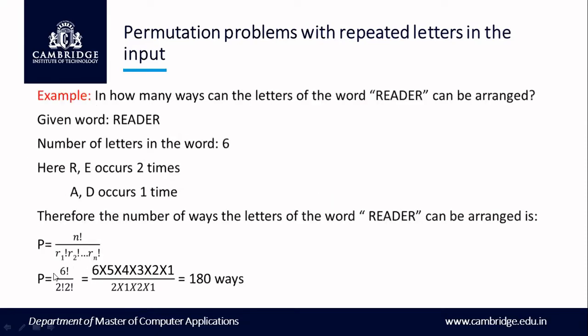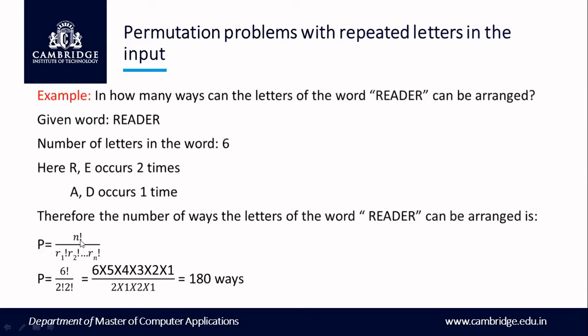Here the same example we are taking, but there are 2 alphabets repeated. See the example. In how many ways can the letters of the word reader be arranged? The given word is reader. Number of letters in the word, how many letters we have? 6. Here R and E occur 2 times and A and D occur only 1 time. So our concentration is not on one-time appearance. We have to concentrate on more than one time.